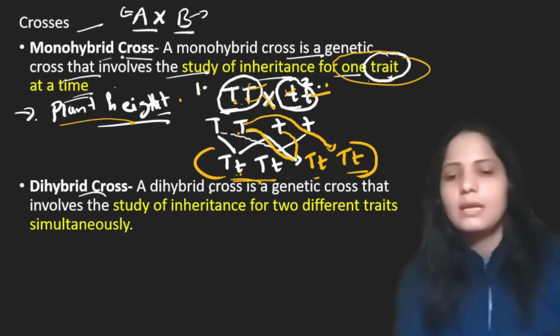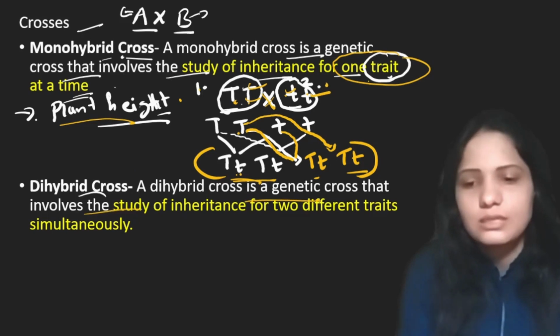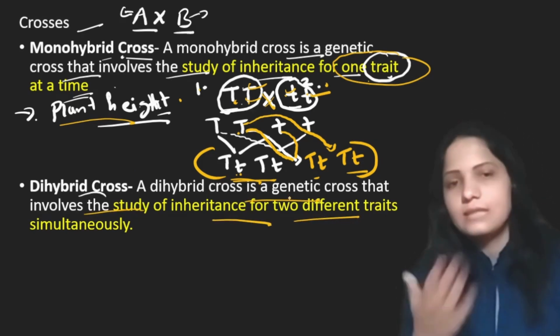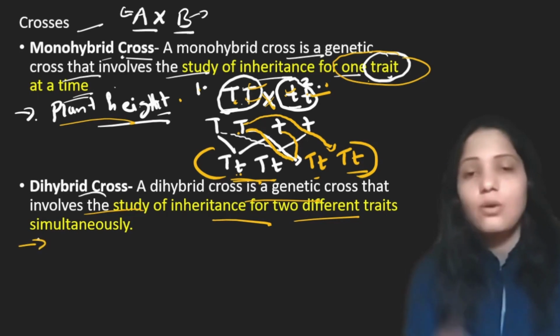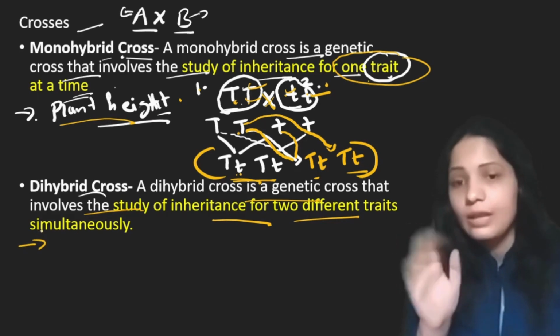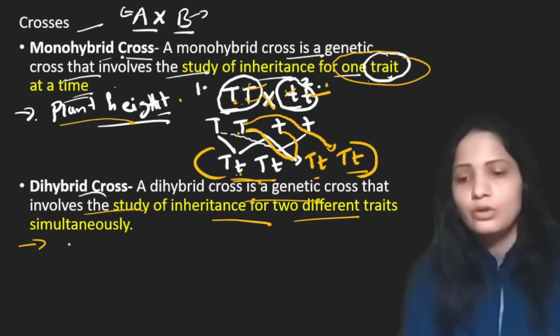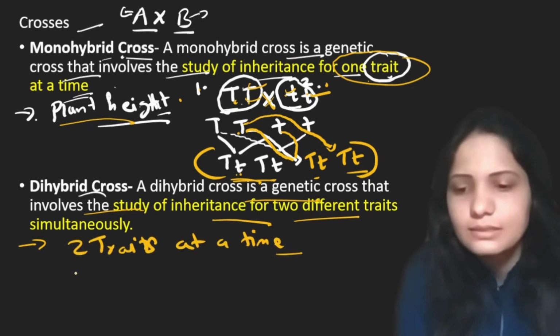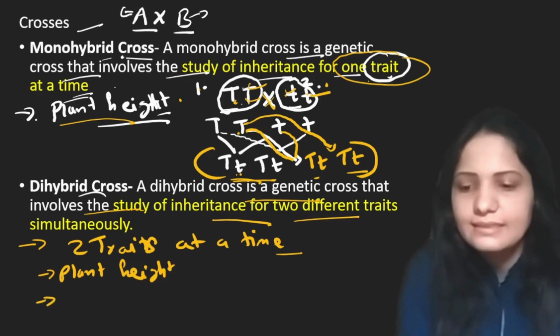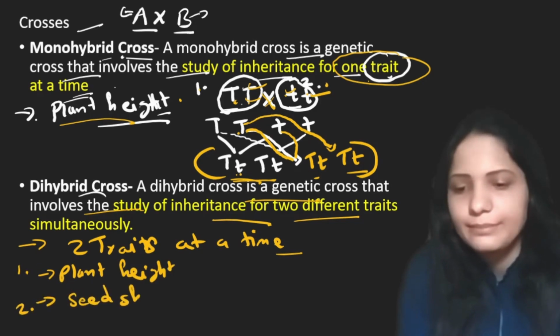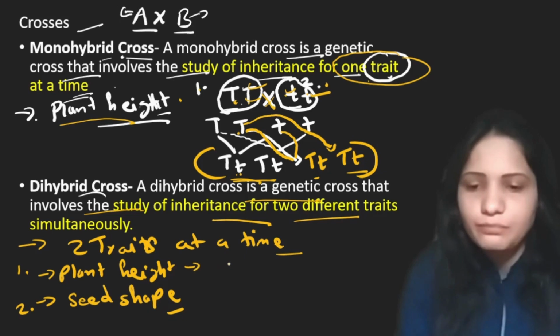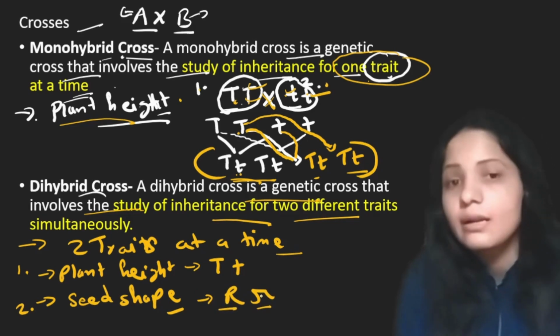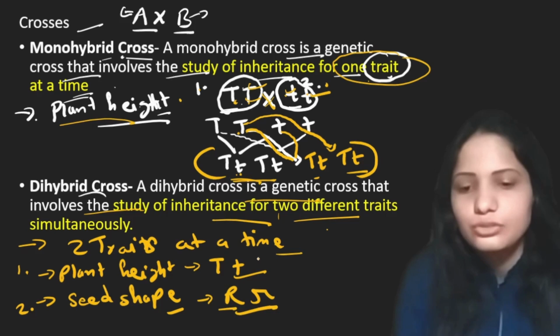And in dihybrid cross, a genetic cross that involves study of inheritance for two different traits simultaneously. In the previous case, we considered only one trait, that is plant height. But in case of dihybrid cross, we have two traits at a time. Like if we consider two traits, one is plant height and the second trait is seed shape, the shape of seed. Now for plant height we have these alleles, and for seed shape we have R for round and small r for wrinkled. These two traits are considered in a single cross.